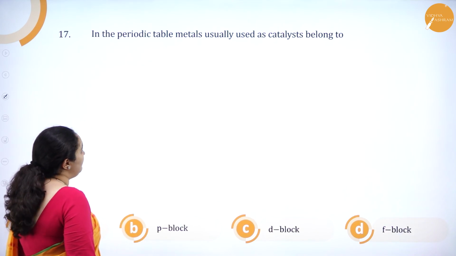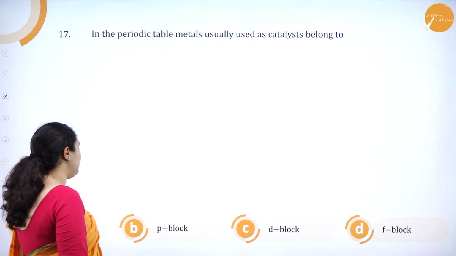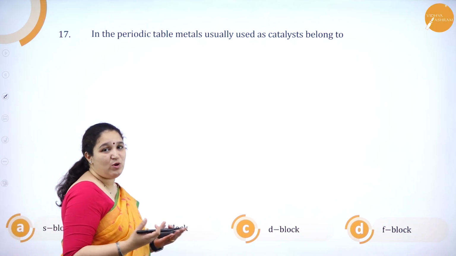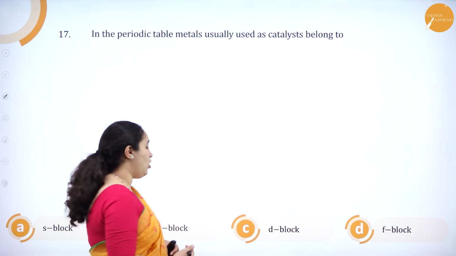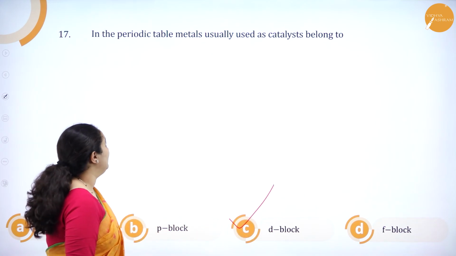Okay, next question. In the periodic table, metals usually used as a catalyst belong to S block elements, P block elements, D block elements or F block elements. We know that the D block elements are very good catalysts. So, option C is the correct answer.